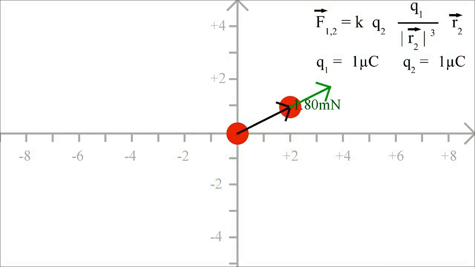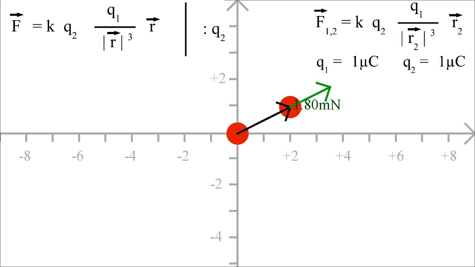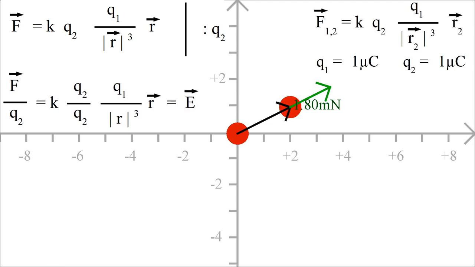Let's go back to the situation with the charge of plus 1 microcoulomb at the center of the drawing. By Coulomb's law, the force acting on a second charge is defined in all points in space. When dividing the Coulomb force by the magnitude of the second charge, we get the electric field due to the first charge at the center of the illustration.